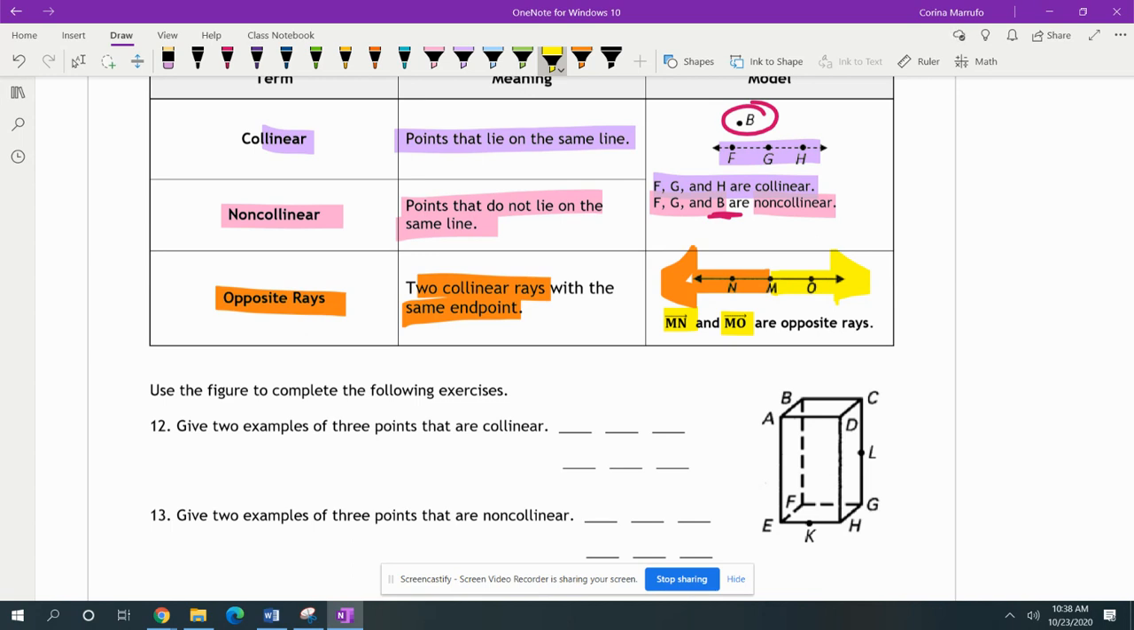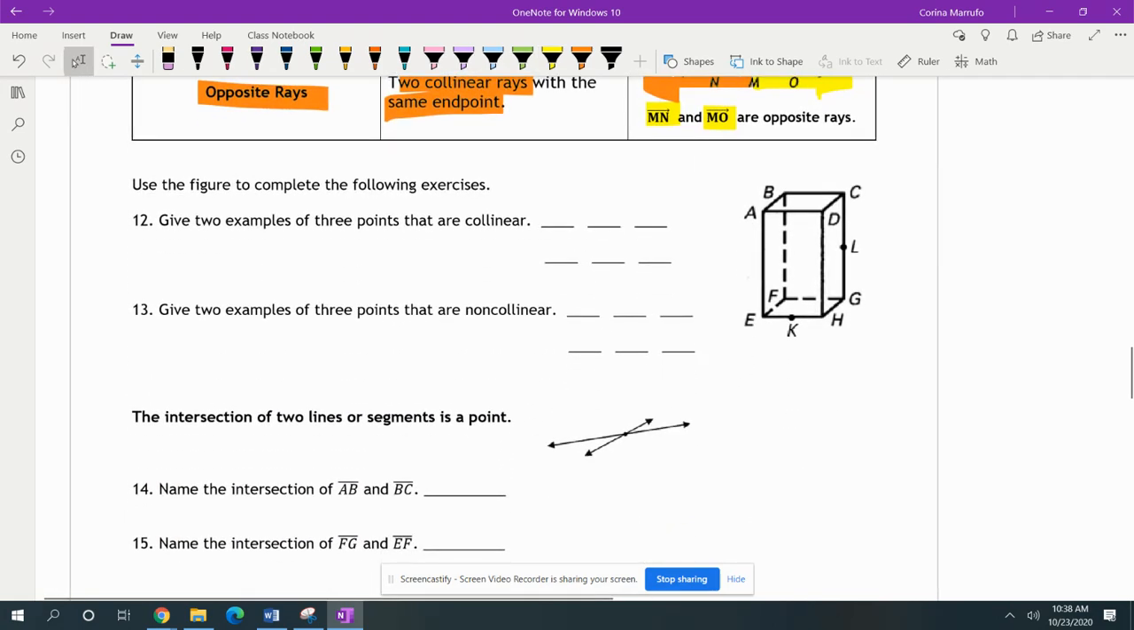Okay. So here it says use a figure to complete the following exercises. It says give two examples of 3 points that are collinear. So we're looking for 3 points that are on the same line. If I look here, we have C, L, and J. They're all on the same line. So C, L, and I said J, but I meant G. The next one would be E, K, and H. They're all on the same line.